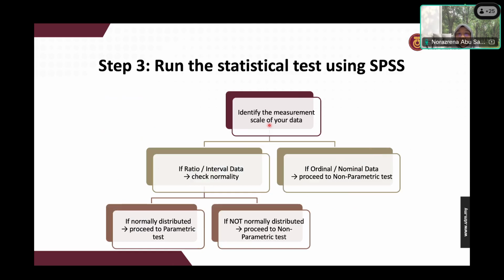How? The first one, this is very important, especially in your chapter 4 or 5. When you get the data, identify the measurement scale first. If ratio or interval, check normality. If normal, parametric test. If not normal, non-parametric test. However, if your data is ordinal or nominal, directly proceed to non-parametric test. This one is very important.